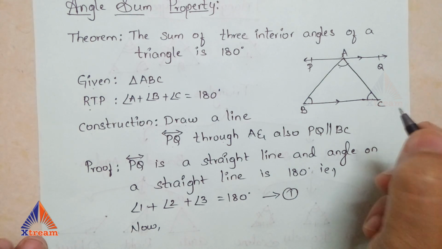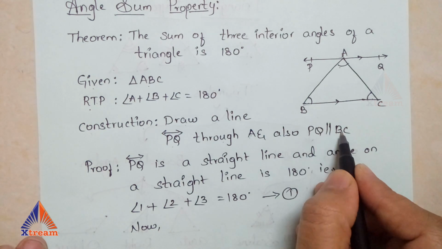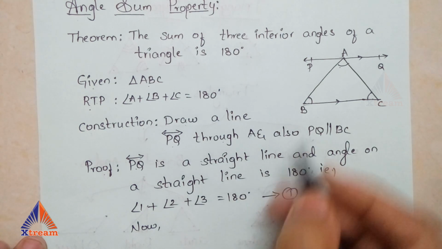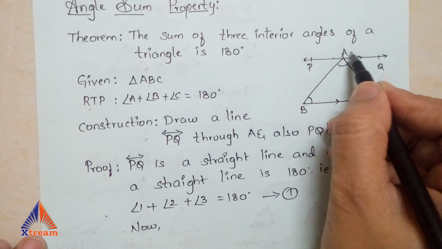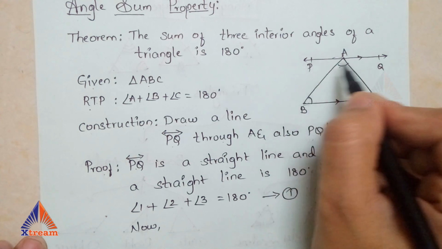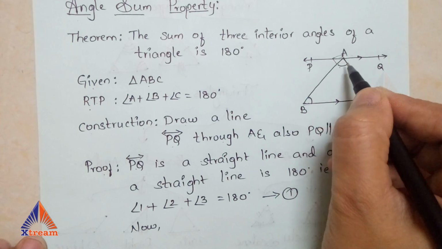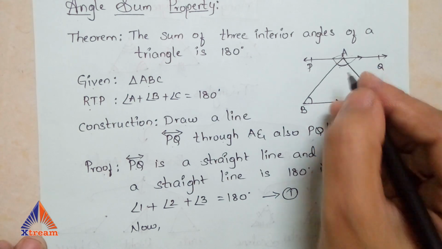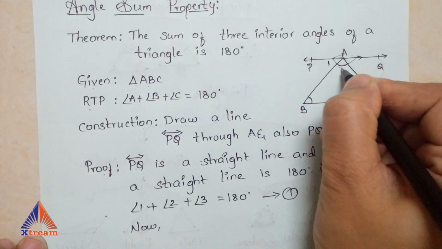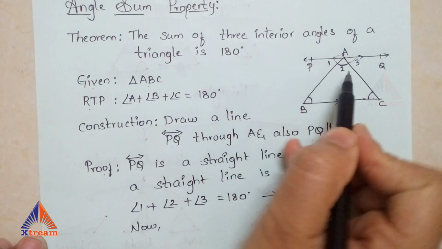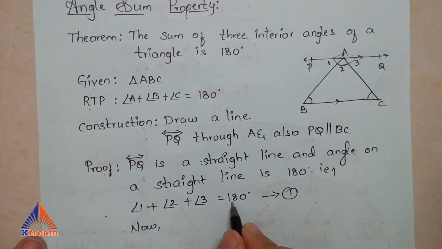What parallel lines are, you already know. Otherwise, we have one more video on parallel lines and perpendicular lines; you can check that video. So we have drawn PQ parallel to BC. Now what is the proof? Since PQ is a straight line, the angle on PQ is 180 degrees. This we know: since it is a straight line, the angle on it will be 180 degrees. I'm marking these as angle 1, angle 2 and angle 3. So angle 1 plus angle 2 plus angle 3 gives us 180 degrees.